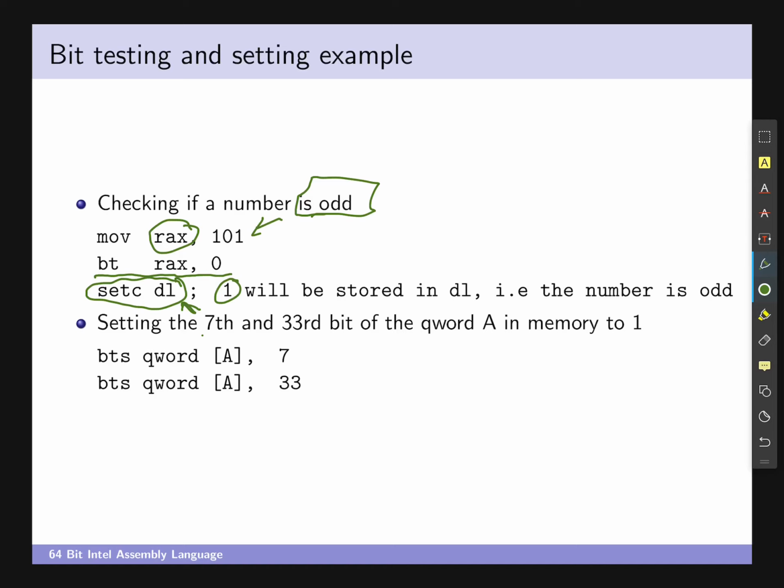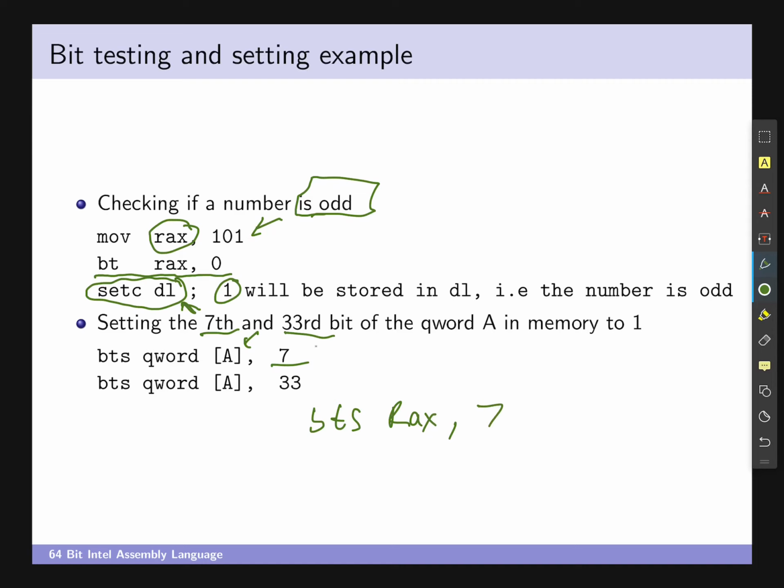We can also obviously use this approach to directly set bits. So say I wanted to set the 7th and the 33rd bit of a quad word that's in memory to 1. All I'd have to do is go BTS for bit test and set, specify where in memory and what value. Now again, if I was doing this on a register, I could simply go BTS, RAX, and then I could, for example, say 7, and that would set the 7th bit to 1.